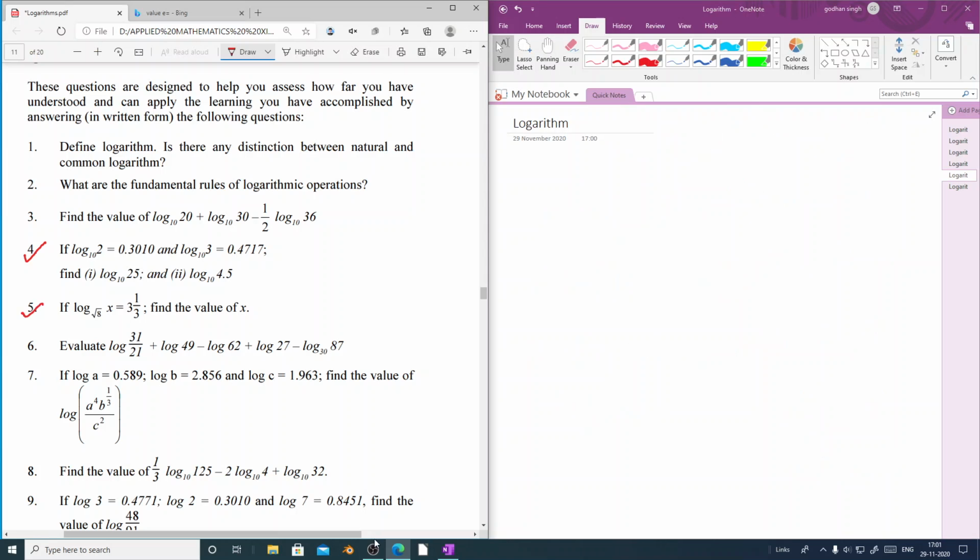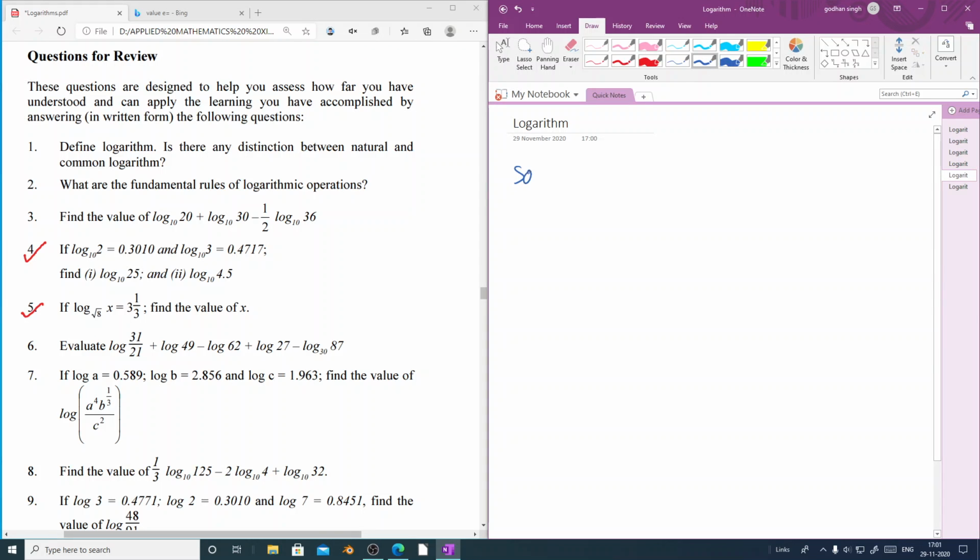Question number 5. If log x with base root 8 is equal to 1 by 3, find the value of x. To solve this, we'll use the basic definition of log. So solving question number 5: log x with base root 8 is equal to 1 by 3. And we know how it is defined: it simply means what should be the power on root 8 such that we get the answer x.